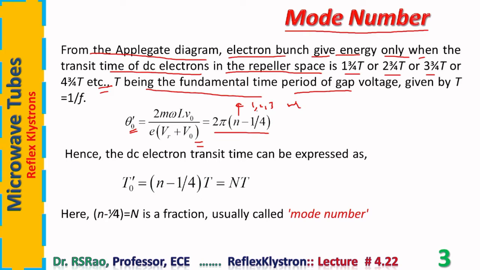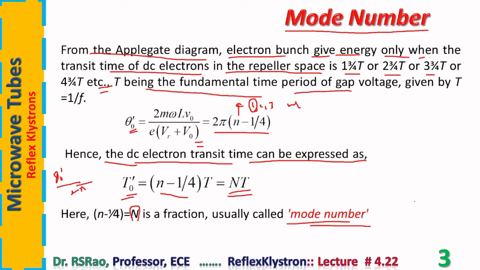We are going to see that 1 is not realized for other reasons, but as far as theory, concept, idea is concerned, it can be 1 also. Hence, the DC electron transit time can be expressed as T naught prime. What is T naught prime? Theta naught prime by 2 pi is T naught prime. It becomes equal to n minus 1 by 4 t. It can be written as nt also. N is a fraction. It is usually called mode number.